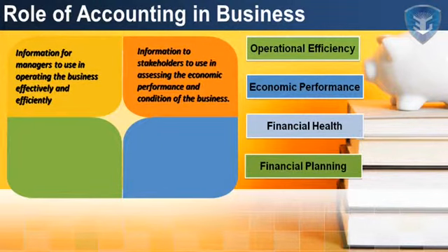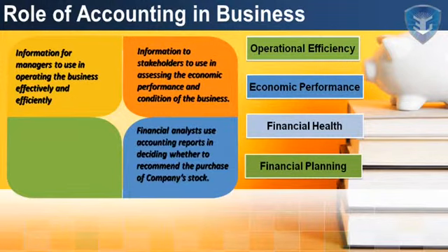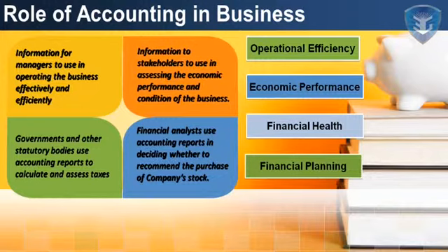For example, accounting reports summarizing the profitability of a new product help management decide whether to continue selling the product. Likewise, financial analysts use accounting reports in deciding whether to recommend the purchase of the company's stock. Banks use accounting reports in determining the amount of credit to extend to the company, and suppliers, on the other hand, use accounting reports in deciding whether to offer credit to the company for purchases of supplies and raw materials. Governments and other statutory bodies use accounting reports to calculate and assess taxes appropriately.